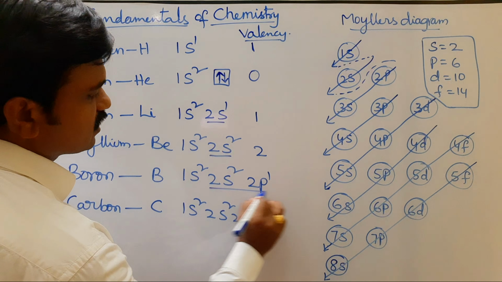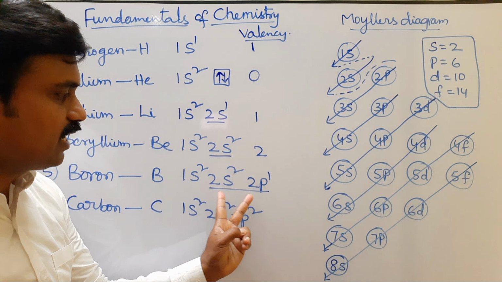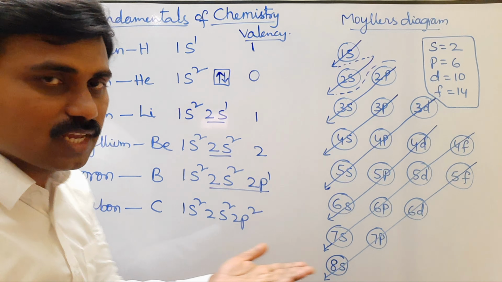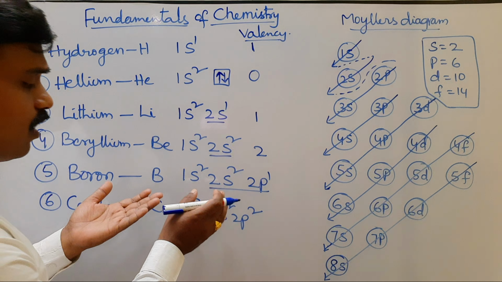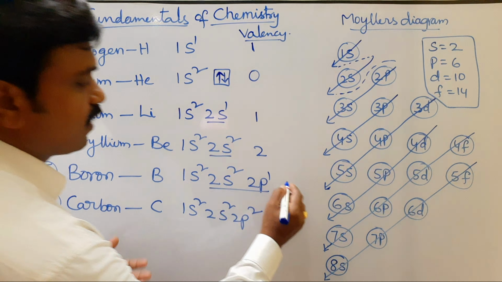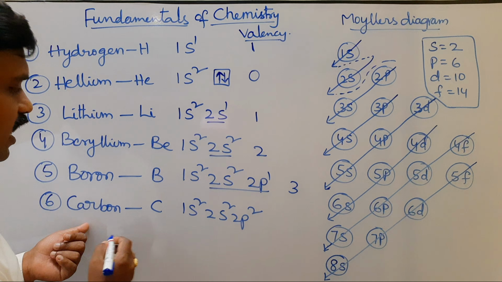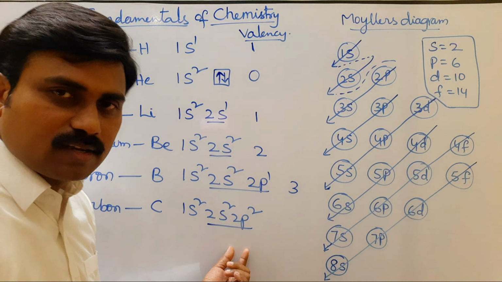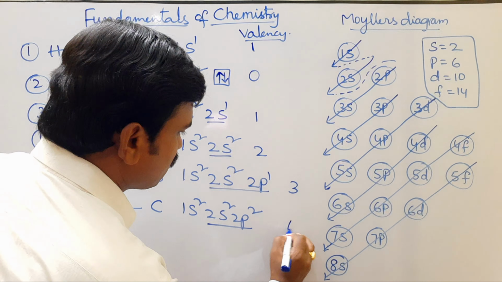For boron, the valence shell electrons are in 2s and 2p; this entire electronic configuration is its valence shell configuration. That's why the valency of boron is 3. Carbon has 4 valence shell electrons. That's why the valency of carbon is 4.